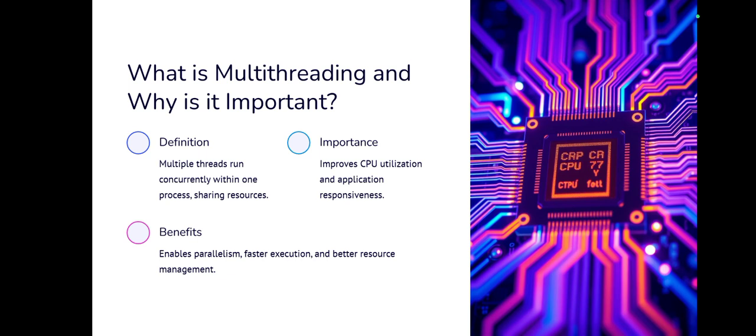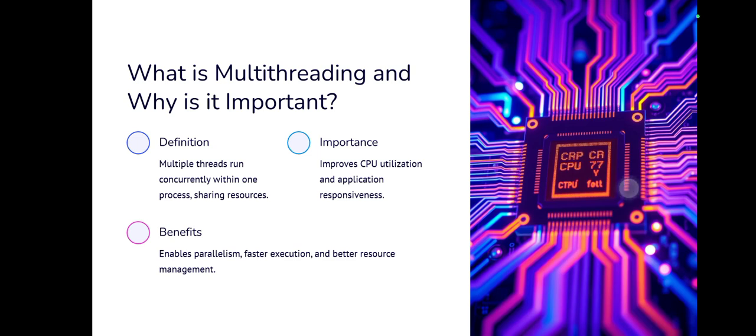Each thread is a lightweight, independent unit of execution within a process that shares the same memory space and resources of the process but runs independently. The importance is improved CPU utilization and application responsiveness. Benefits are faster execution and better resource management, and it also enables parallelism.